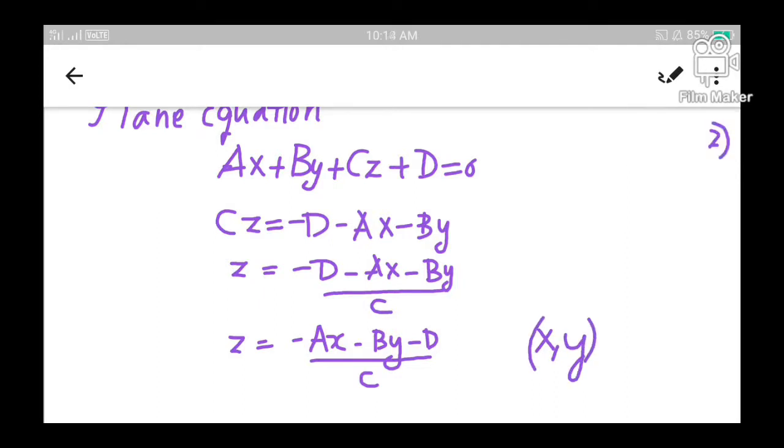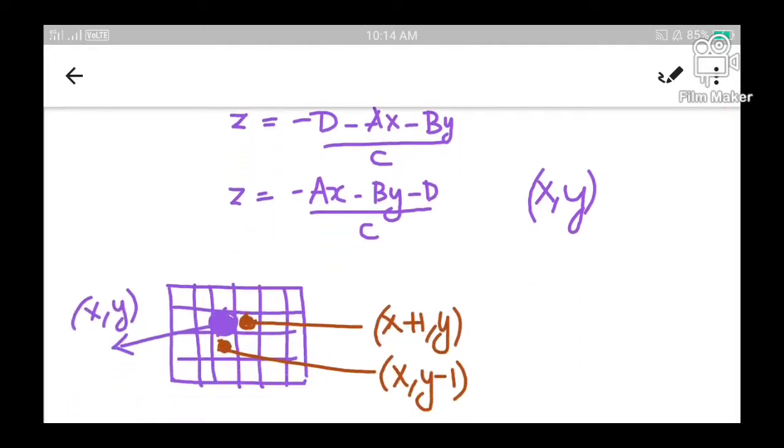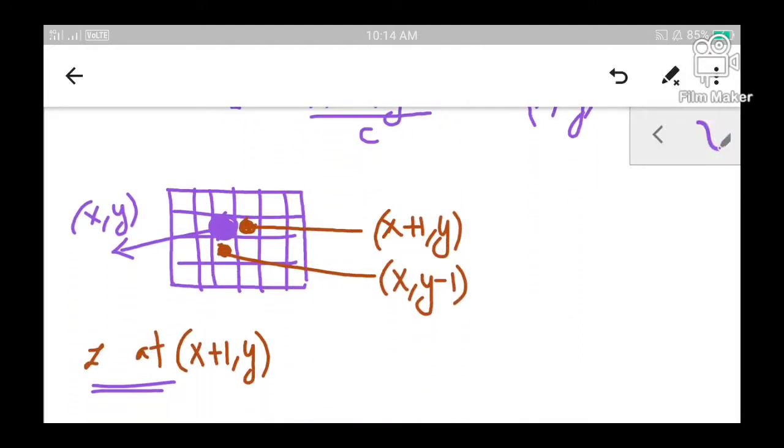Clear? Now the question is, if we know how to calculate the z at point xy, how will you calculate z at other points? That means, if this point indicates xy, what will you call this point? It is a point which lies next to the current point. That means it is the next column in the same row.